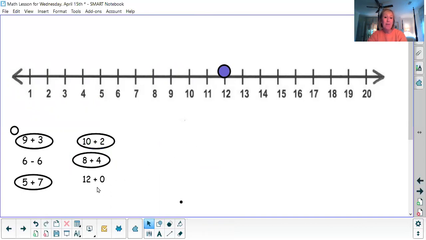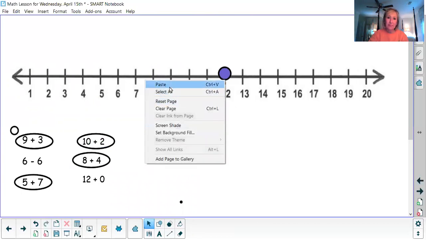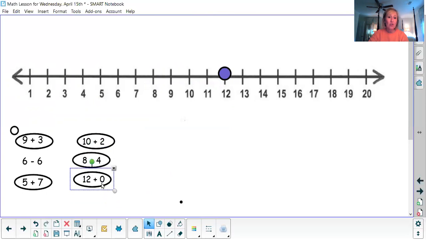Way to go. And my last one is 12 plus 0. That means 12 plus nothing. So I'm going to start on 12 and I'm going to make 0 hops. So what does that make the answer? 12. So I would also circle 12 plus 0. So the only one we did not circle was 6 minus 6, because if you had 6 cookies and you took away the 6 cookies, you would have none left. That doesn't equal 12. So there we go.